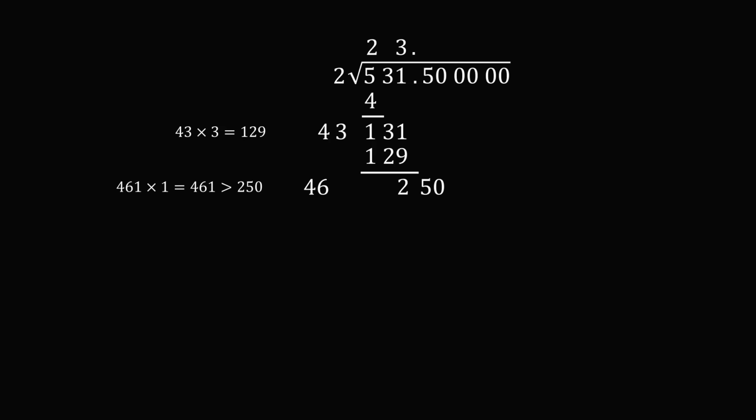461 times 1 is already larger than 250. So in this case, we know the digit has to be equal to 0. So we just have 0 as the product, and we have 250. We then carry down the next pair of zeros, so we have 25,000.